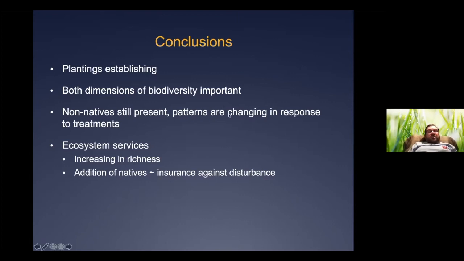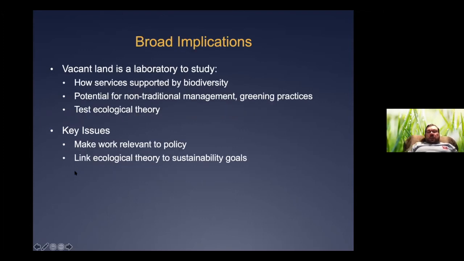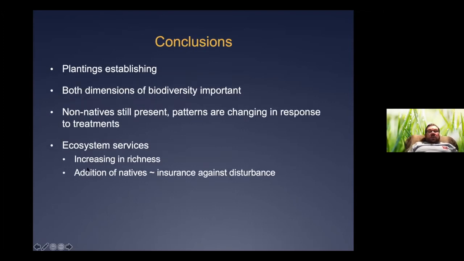The patterns are changing through time. We see an increase in richness. And we can safely say that if we believe what ecological theory tells us, the addition of natives will give us an insurance against disturbance in terms of being able to keep those natives around.